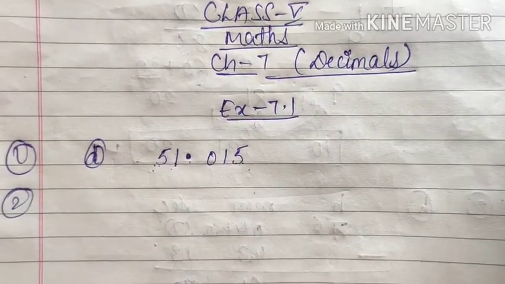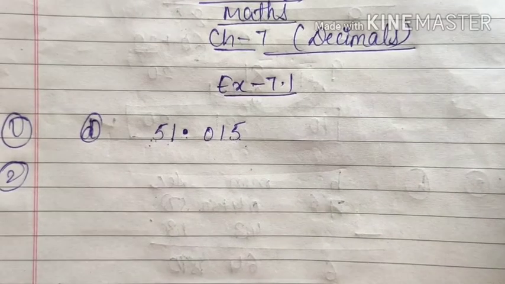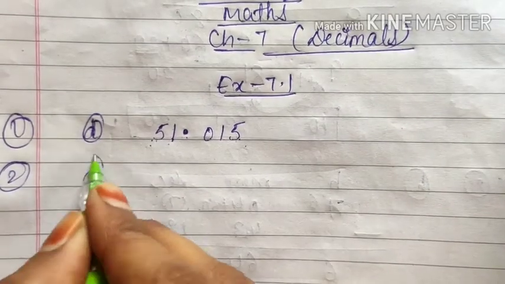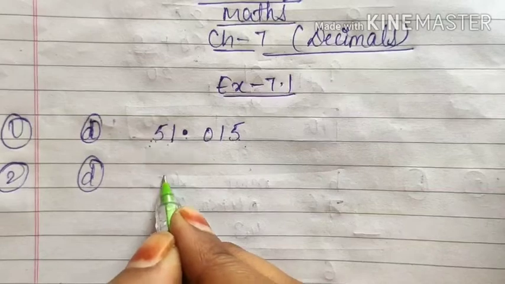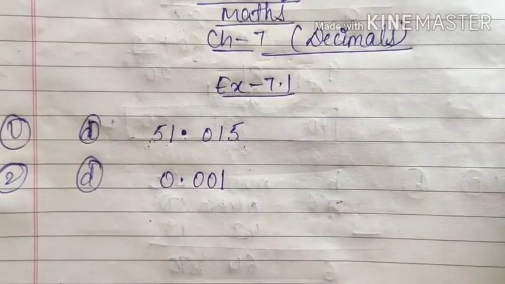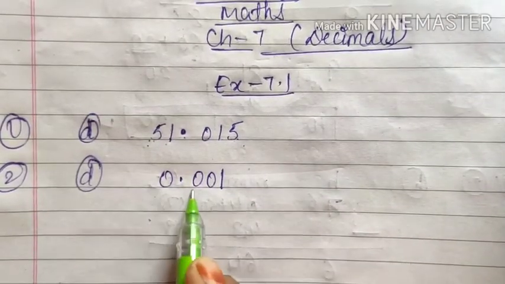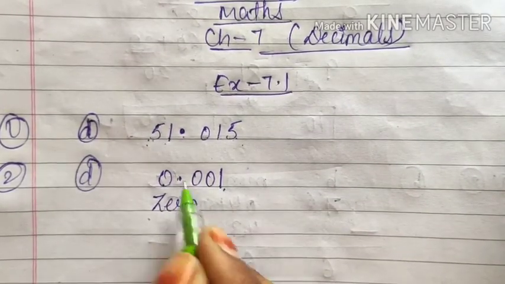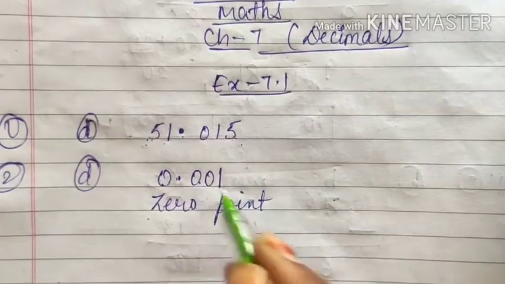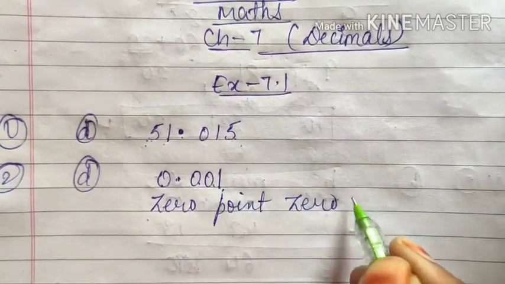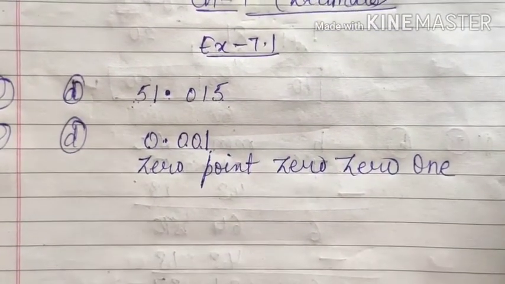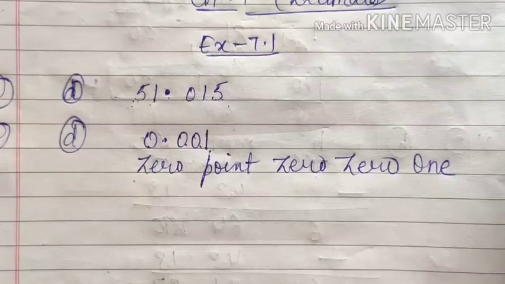Same thing we have to use in question number 2, because in question number 2 the numbers are given in numeral form and we have to write them in words. For example, again I will solve the D part, that is 0.001. This is the question given. We have to write it in words. So this is 0, so we will write 0. This is point, so we will write point. This is 0, so we will write 0. This is again 0, so write 0. Then 1 means 1. As given in the question, we are not going to change anything.